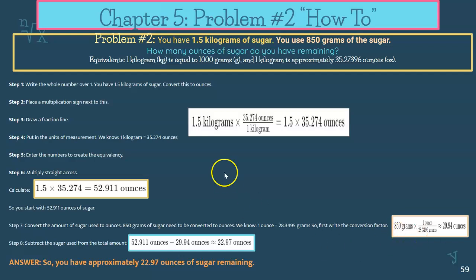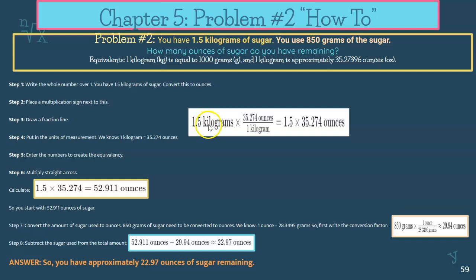And you can see that here we have our 1.5 kilograms of sugar over 1. Pretend it's over 1. We draw our multiplication sign, and then we are going to be converting it to ounces. So that equivalent goes on the top: 35.274 ounces goes on the top. It was in kilograms, so that's going to go on the bottom. We're not doing that anymore. It's going to cancel out.